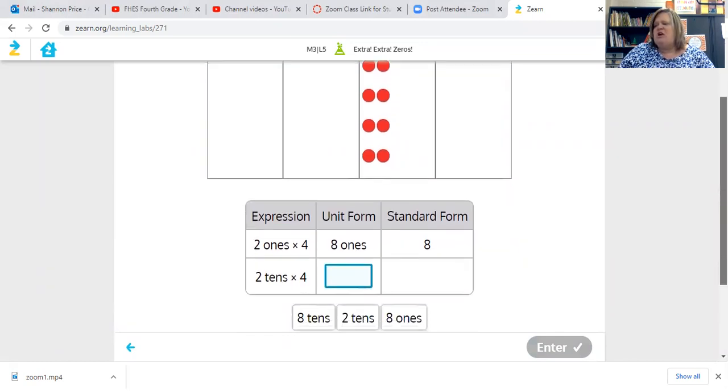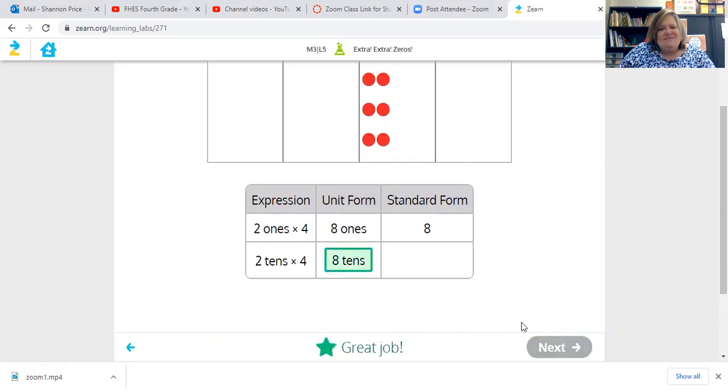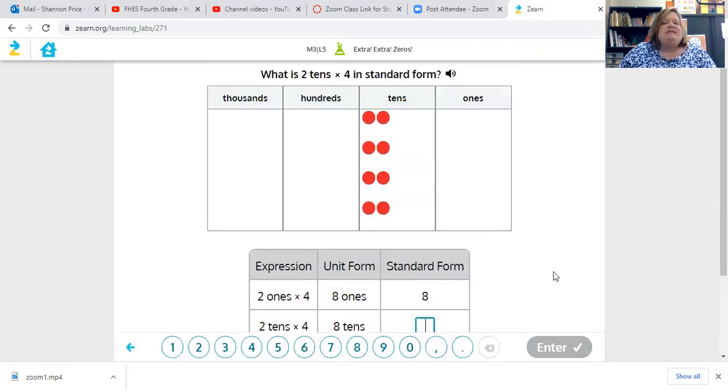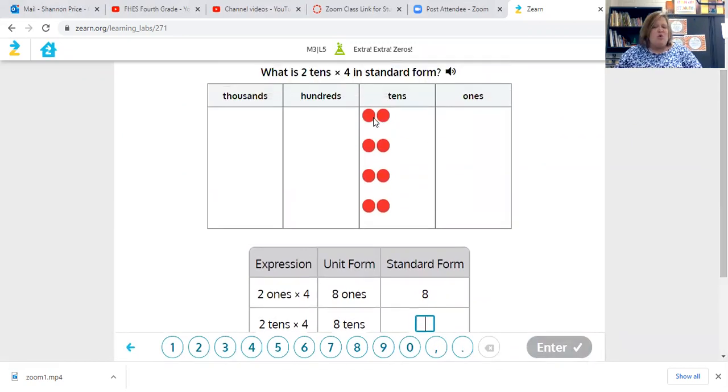So if 2 ones times 4 was 8 ones, then 2 tens times 4 is 8 tens, because we're changing our unit. And then we want to know what it is in standard form. So now I'm thinking about 8 tens. Well, let's go back and count, but I can't count them by ones because we know they're tens. They're in the tens place. So we have 10, 20, 30, 40, 50, 60, 70, and 80.